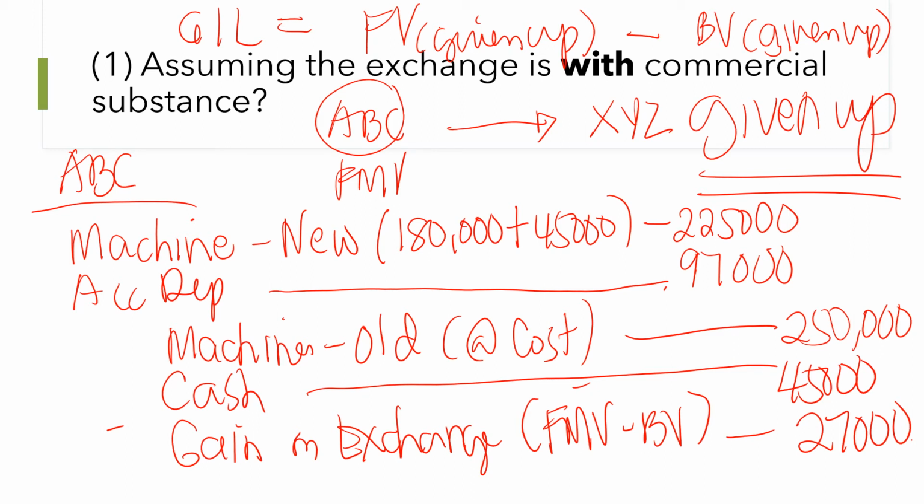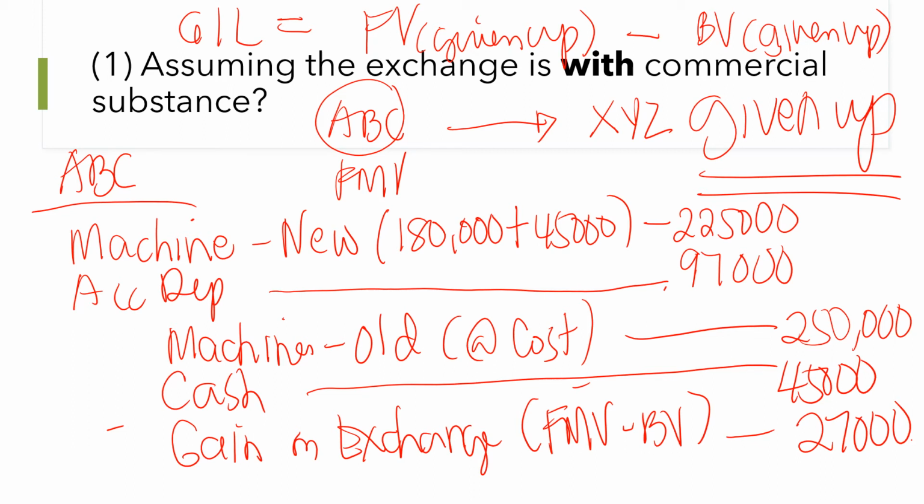So what is the rule? Since we paid cash, our payment will be added to the fair market value of the asset given up. Now, why did we pay 45? Because based on the assumptions used by ABC in computing the value of the asset received from XYZ, the fair market value of XYZ's asset is 45,000 higher.